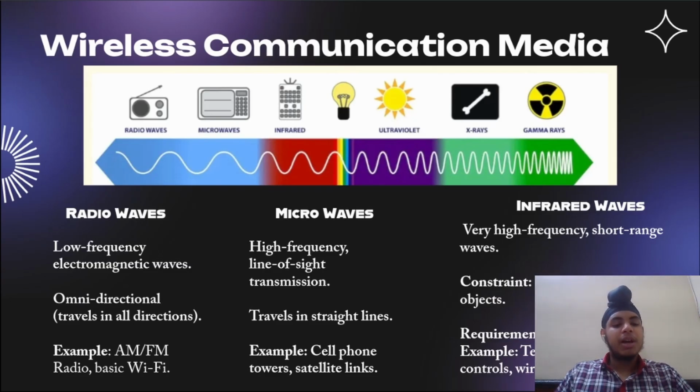Next is microwaves, which are high frequency, line of sight transmission. They travel in straight lines. Example: cell phone towers and satellite links, which we use today, use microwaves.